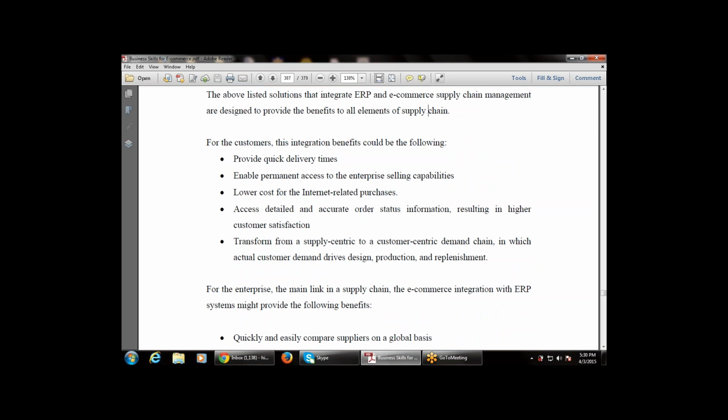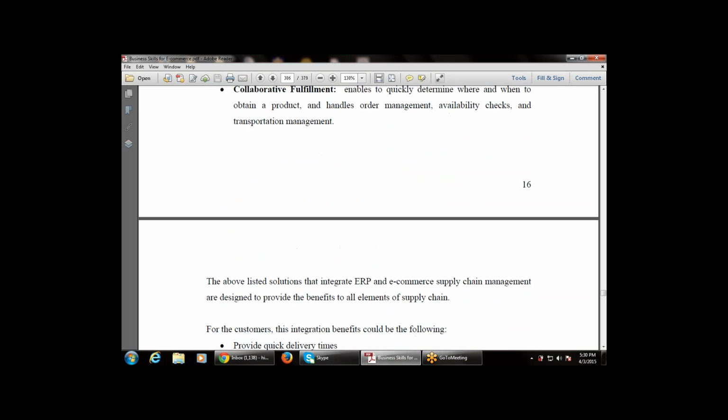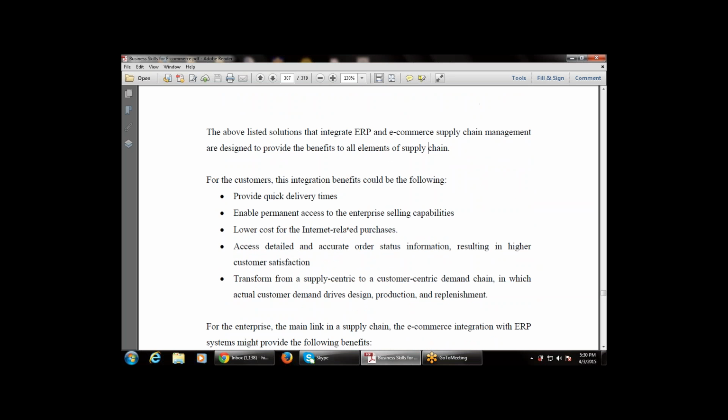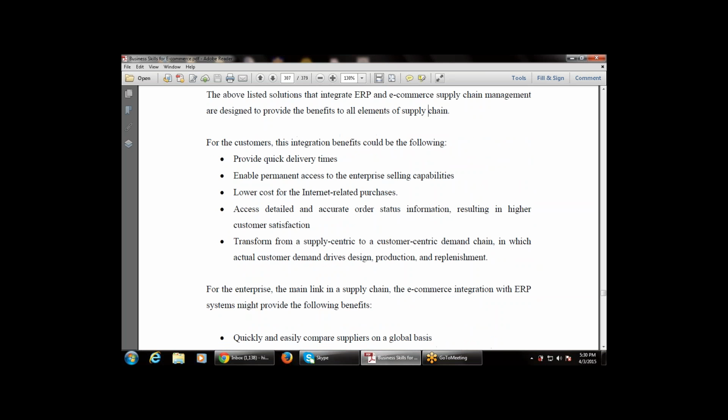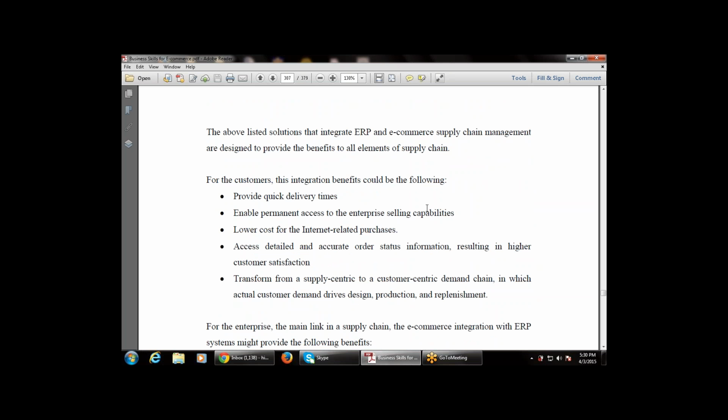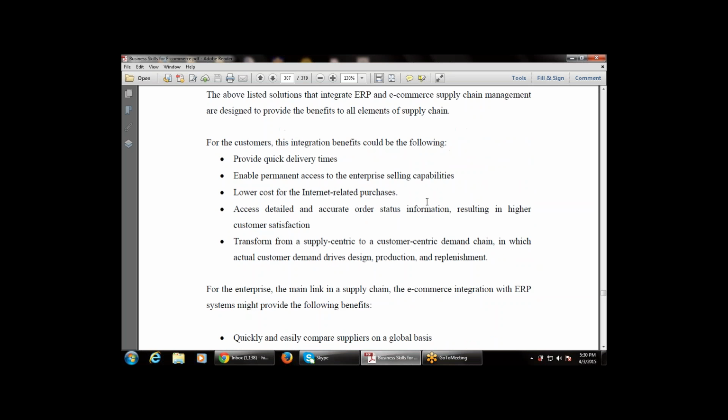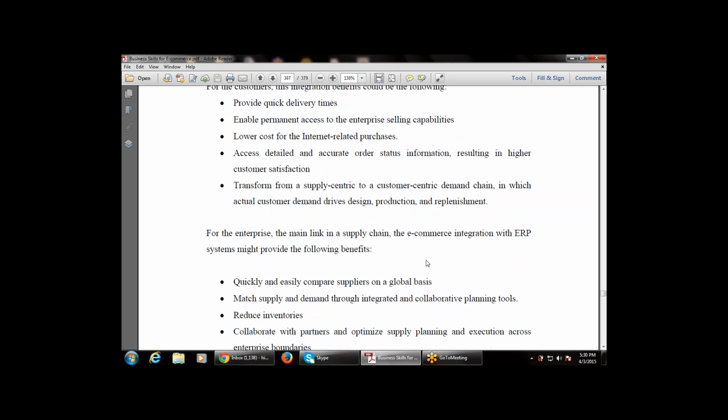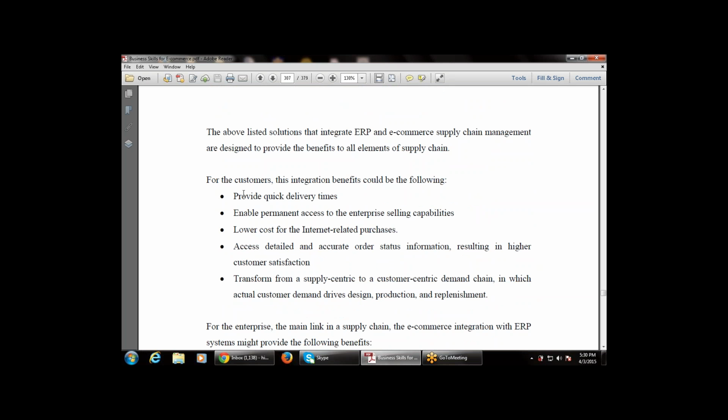So what are the various benefits provided after integrating ERP and e-commerce, that is, enterprise resource planning and e-commerce combined? From the customer point of view, what are the benefits? This integration provides a quick delivery time, that is, a higher response time.